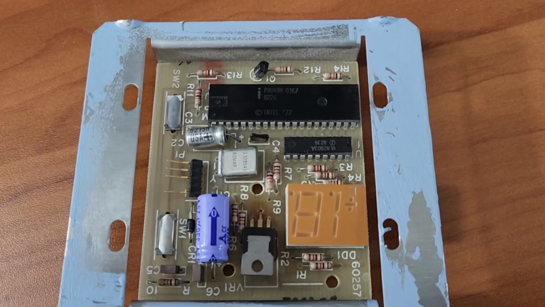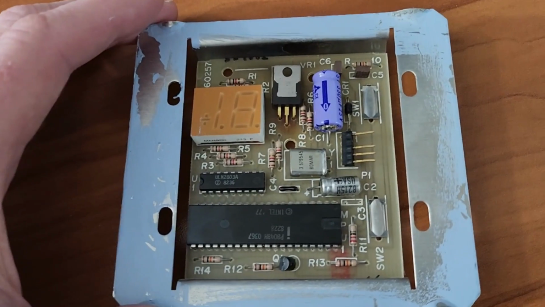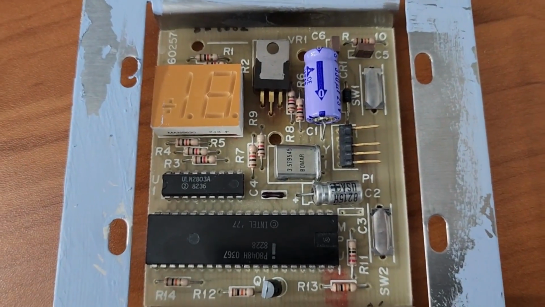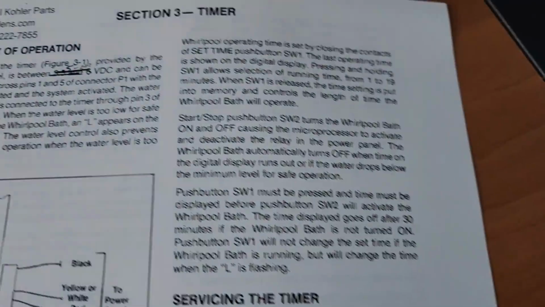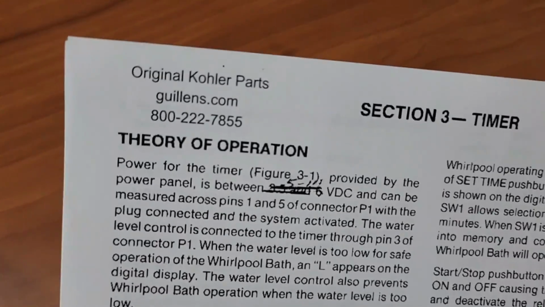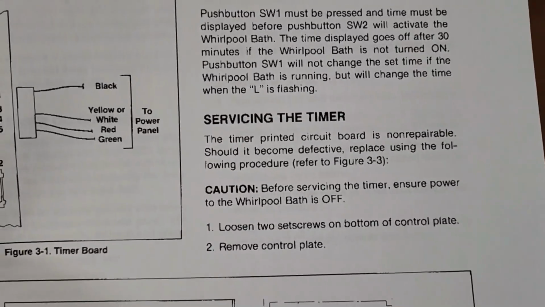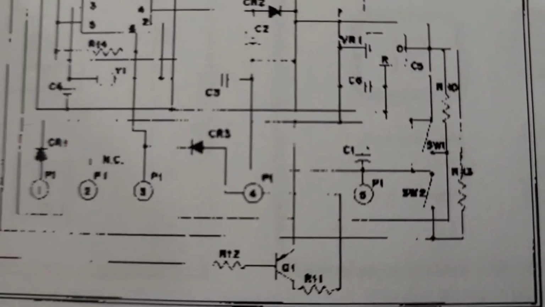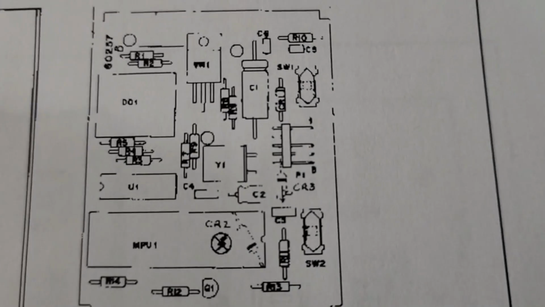Okay, I was given this circuit board and asked if I could fix it. Was told it was for a bathtub, like a jacuzzi tub type deal. So I started checking it out. I found this paper, Kohler parts from this website, that basically gives a theory of operation and a really rough schematic. You can kind of follow some of these traces, but I got a pretty good idea of what's going on here.